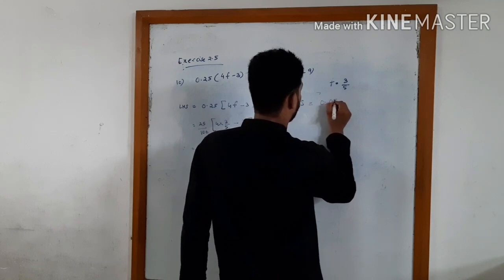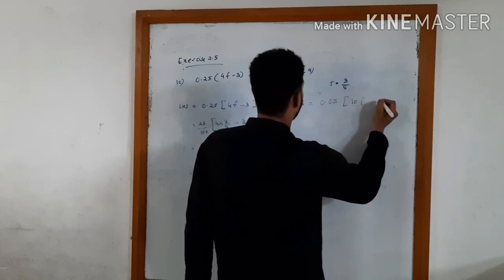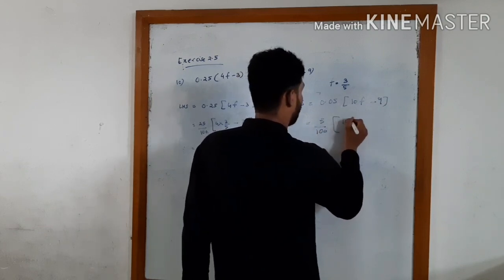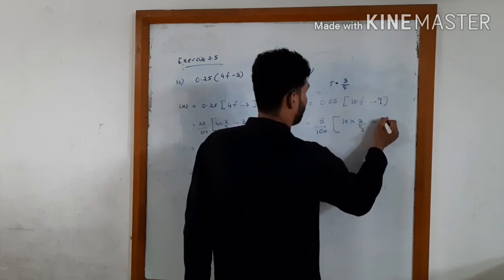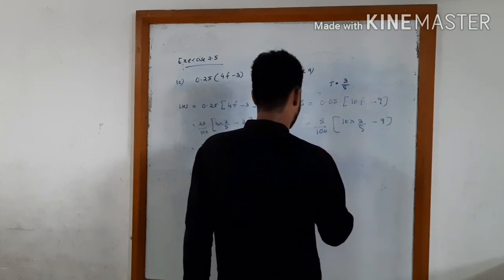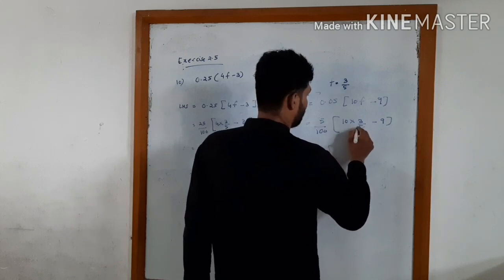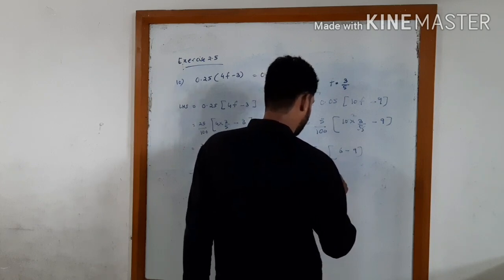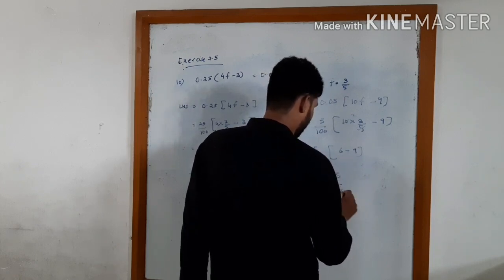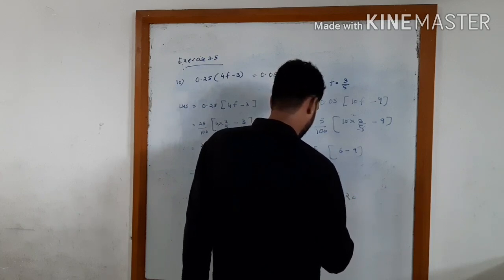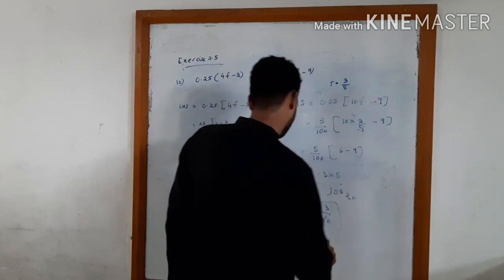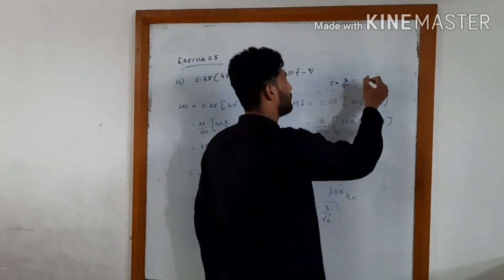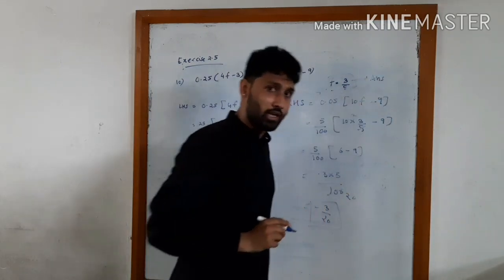RHS is 0.05 multiplied by 10f minus 9, which is equal to 5 upon 100 multiplied by 10 into 3 by 5 minus 9, which is equal to 5 by 100 multiplied by, this gets cancelled to 6 minus 9. 6 minus 9 is minus 3 into 5 upon 100. This is 20, this is cut, minus 3 by 20. So LHS is equal to RHS, and our answer f is equal to 3 by 5 is correct.